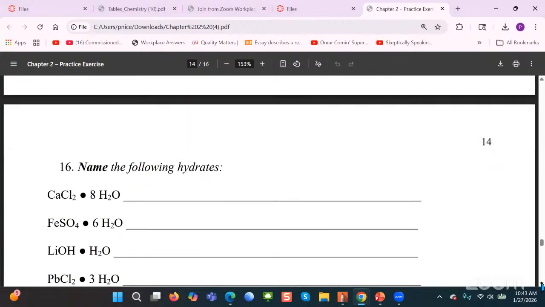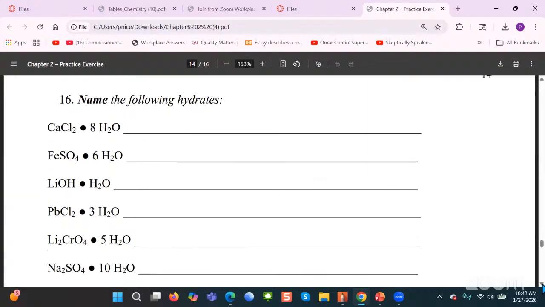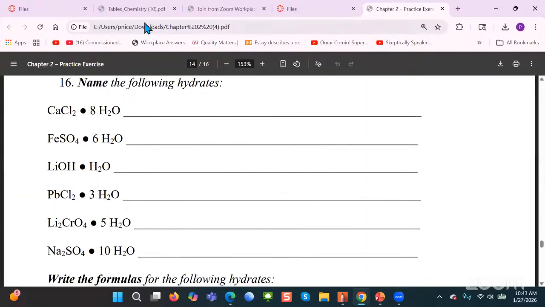And this deals with hydrates. Let me answer the first one in this case, and you should be able to, based on that, do the rest. So in this particular case, the way we name the hydrates is that we name the ionic part first, just like how we would name any ionic compound. But next, we have to indicate the number of water molecules. And this is how we do it in this case.